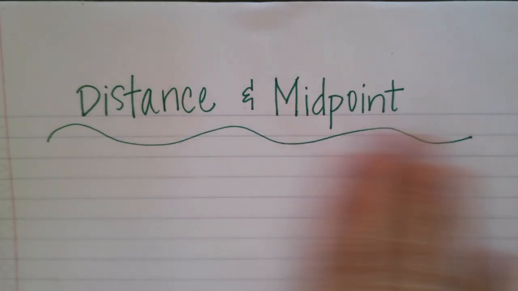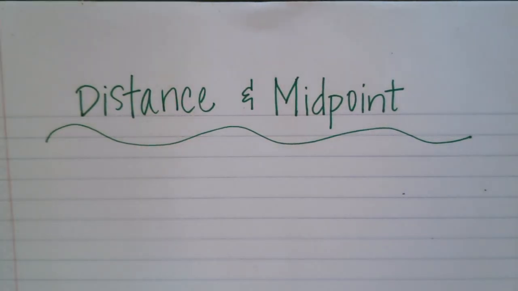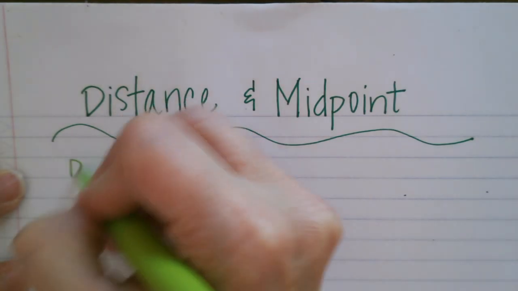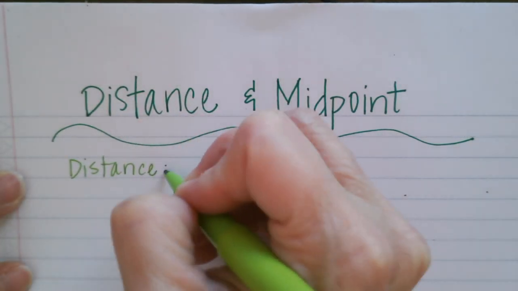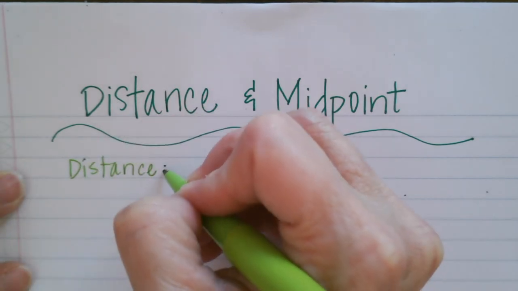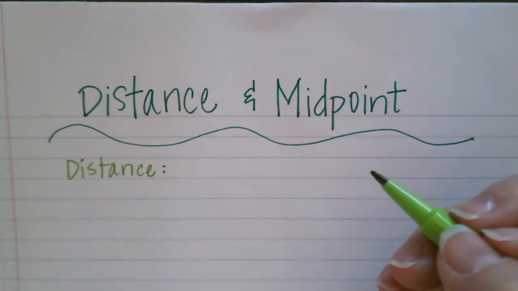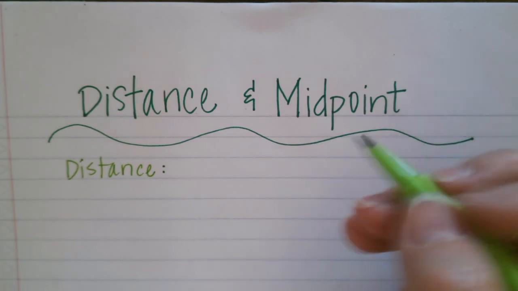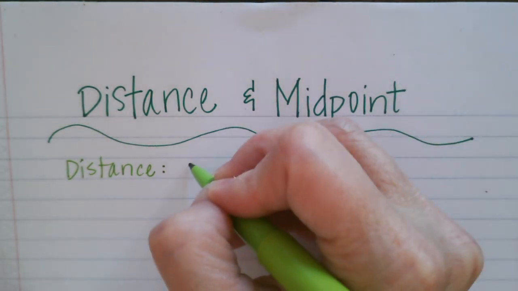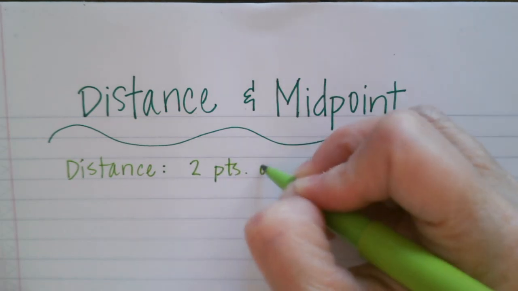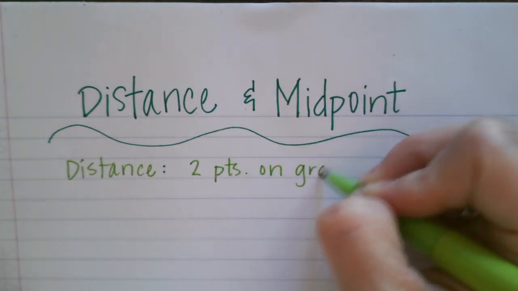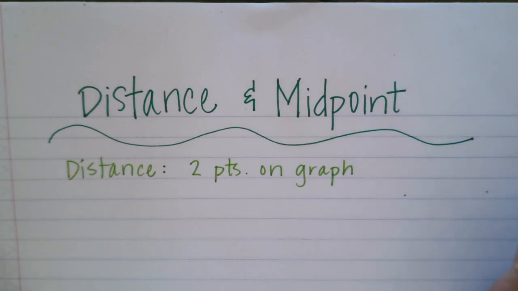Obviously I'm not talking about a vertical or horizontal distance. When we are talking about distance, a few things you should know: that distance is always positive because it's a measurement of how far one point is from the other. So we are finding the distance between 2 points on a graph or a coordinate plane.